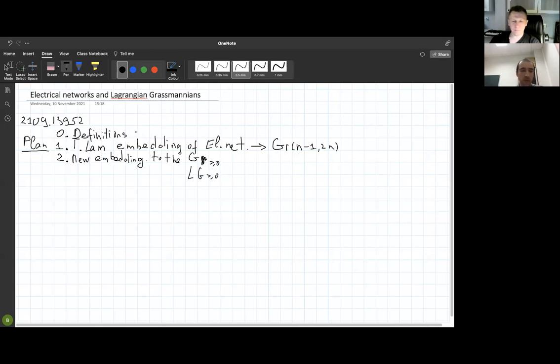And what's interesting here is that our new embedding defines the same point of the Grassmannian as the Lam embedding, so it coincides with the Lam embedding, but we refine the results of Lam. Okay, so this is the plan. Let's start with the definition of an electrical network.